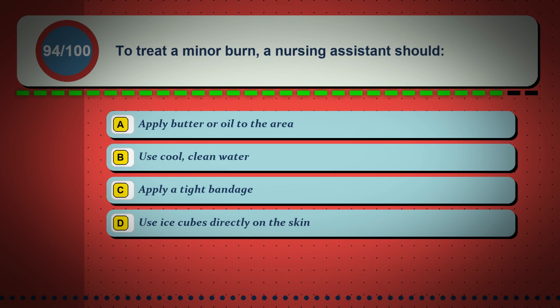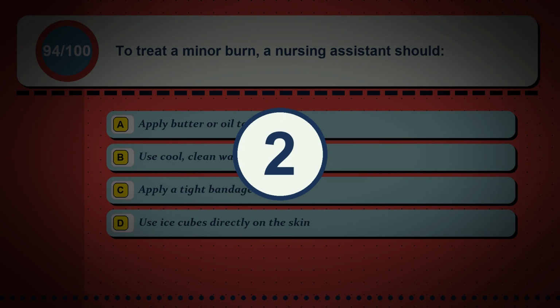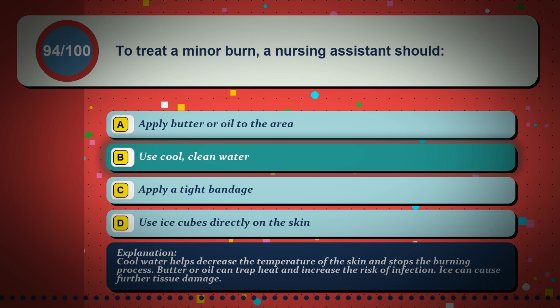Question 94. To treat a minor burn, a nursing assistant should: Option A, apply butter or oil to the area. Option B, use cool, clean water. Option C, apply a tight bandage. Option D, use ice cubes directly on the skin. The correct answer is option B. Use cool, clean water. Cool water helps decrease the temperature of the skin and stops the burning process. Butter or oil can trap heat and increase the risk of infection. Ice can cause further tissue damage.